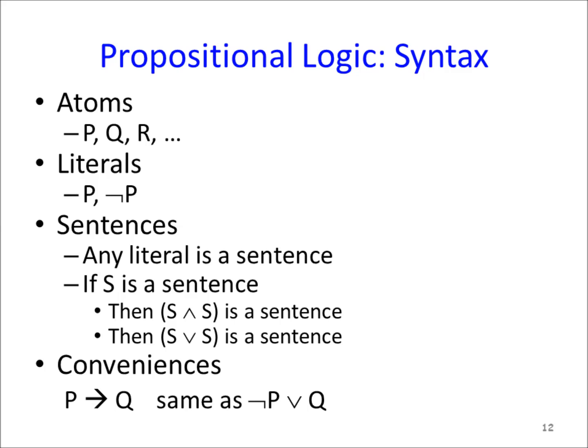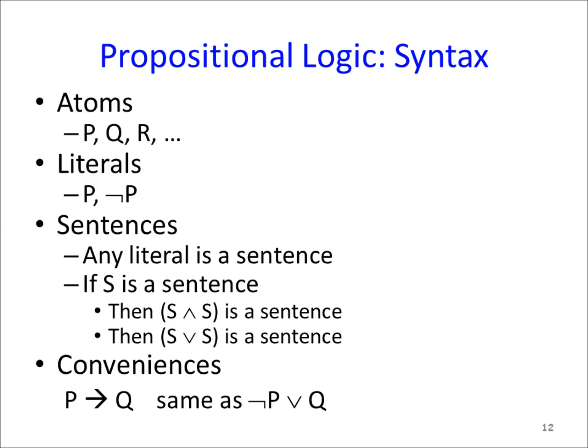Atoms is the starting, or you can have literals. So literals is a technical term which means either true form of a variable or the negation form of a variable, but a single variable. So P is a literal, not P is a literal, Q is a literal, but P and Q is not a literal. Okay? Sentences, any literal is a sentence. If S is a sentence, then S and S is a sentence, and S or S is a sentence. And then, and this is important, so P implies Q is nothing but a syntactic sugar for not P or Q. We should make sure that we understand this.